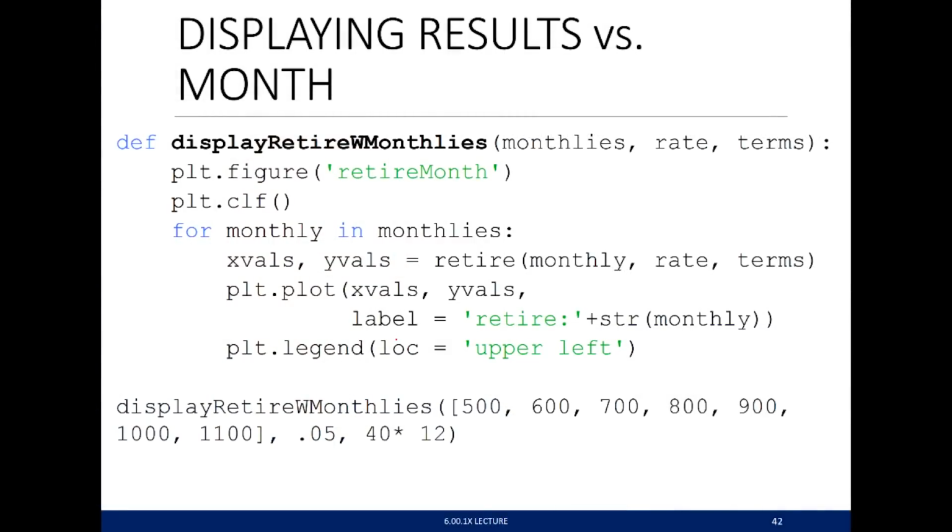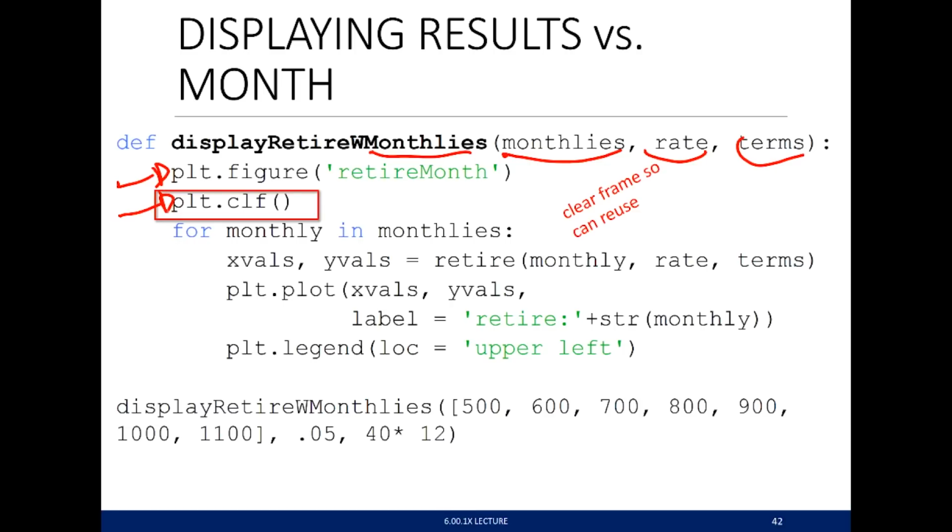I'm going to call this display retirement with monthlies. It's going to take in an argument that is a list of different amounts to set aside each month, a rate and terms as before. And I'm going to start setting up to do the plotting. So I'm going to create a figure with a name. I'm going to clear it as I did before to make sure that in fact I'm going to be able to reuse it. So I'm going to clear that out.